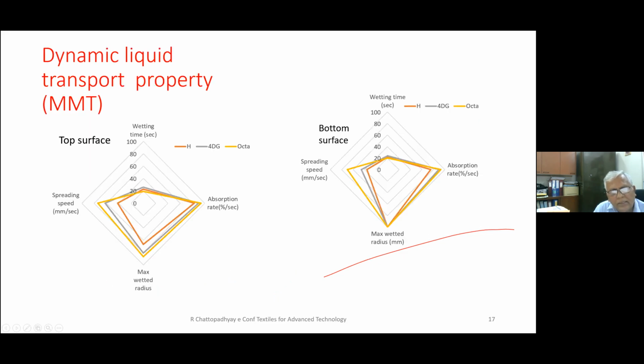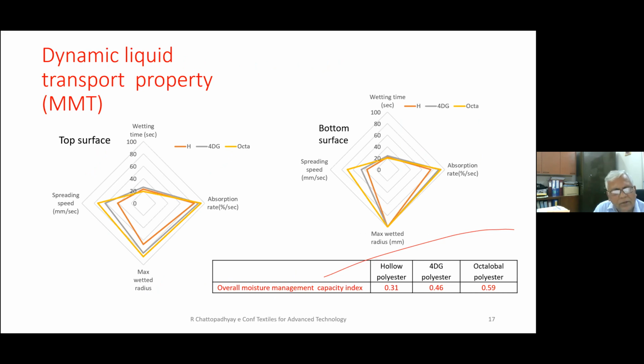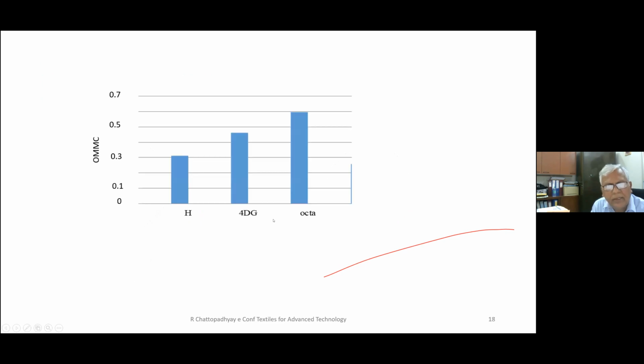Actually, whatever we have seen in the previous table, the same data has been plotted here, nothing new. It is just showing the performance of the three different fabrics made from three different fibers. And if we look at the value of overall moisture management capacity index, you will see that the octalobal fiber gives you a value of 0.59, which is higher in comparison to 4DG or hollow polyester fiber. The same data is plotted here, that is, the overall moisture management coefficient is maximum for the fabric made from octalobal fibers.